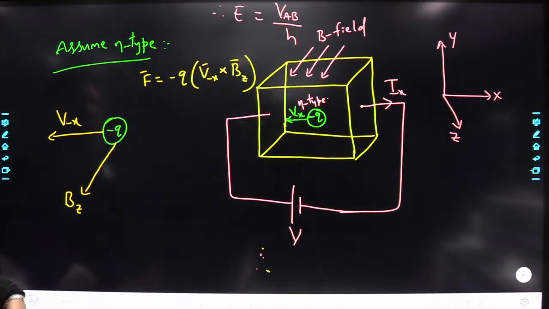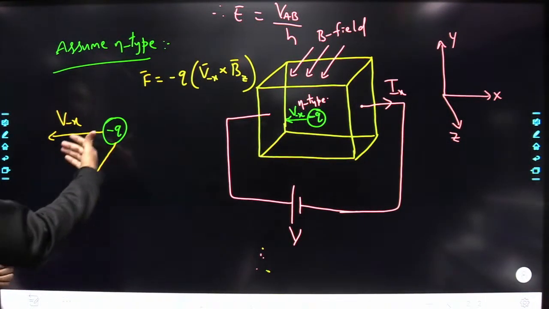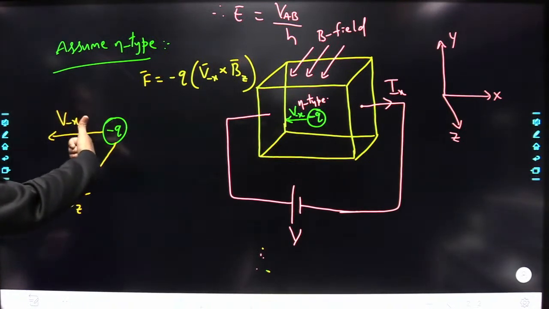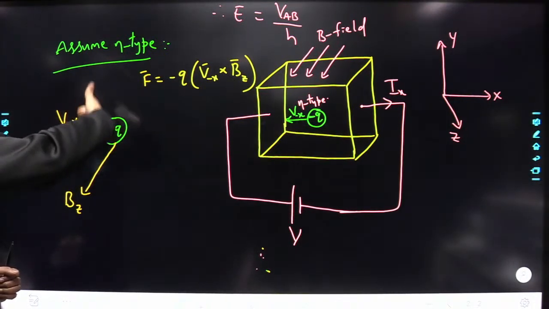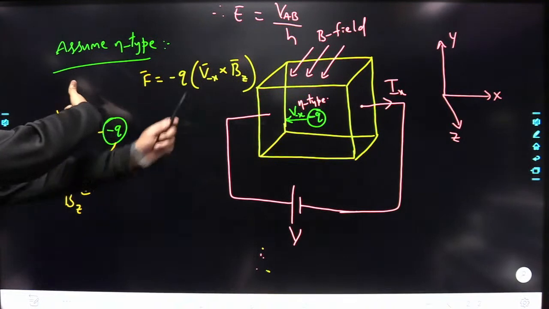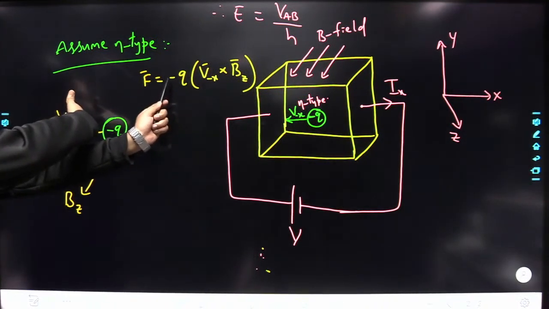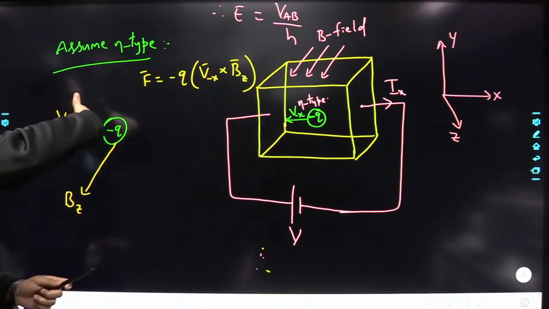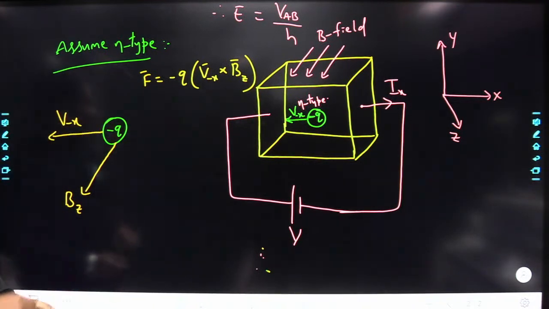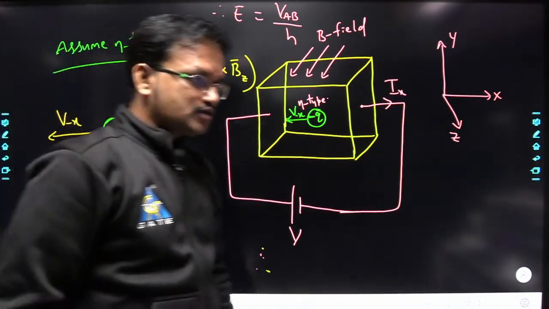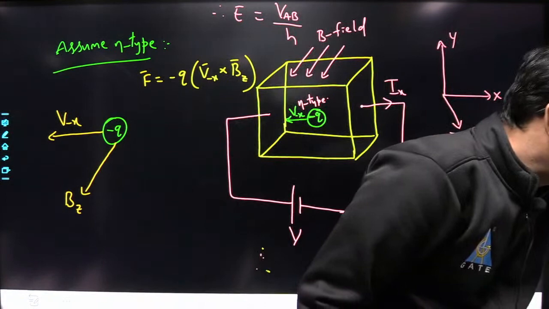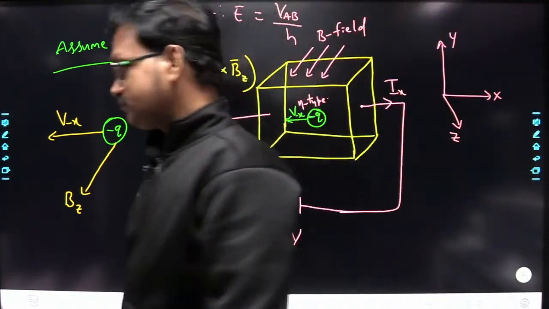Tell me here. Or what you can do? If you do V bar cross B bar, you are going to get the force direction in upward, but you have to multiply this V bar cross B bar with minus sign. So if you multiply with the minus sign, it is going to point in which direction? Downward direction. Yes or no? Okay. So it will be in which direction here? Negative Y. Very good.